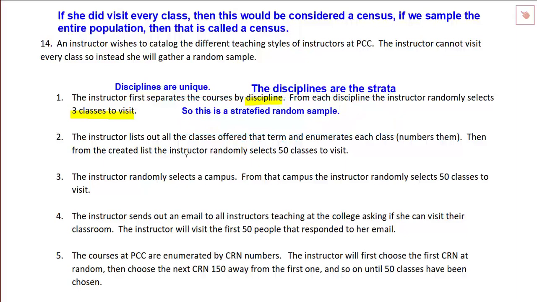Okay, the instructor lists out all the classes offered that term and enumerates each class, numbers them. Then from the created list, the instructor randomly selects 50 classes to visit. Okay, so in this case, every class has an equally likely chance of being chosen. So this is going to be a simple random sample.